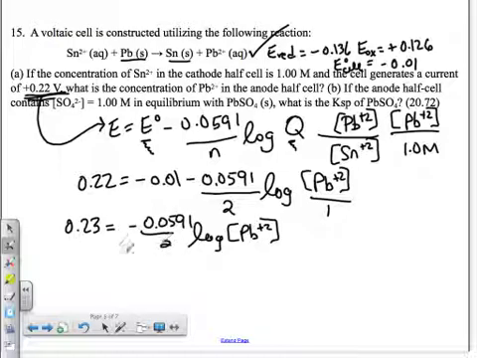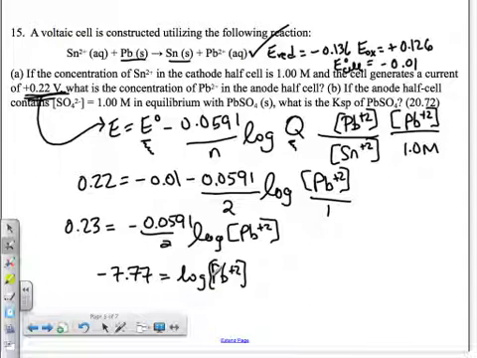Dividing both sides by it, I end up with a negative 7.77 equals log of Pb+2. Then I do the anti-log of both sides. So I'm going to double check my numbers here, but I'm pretty sure I'm correct.